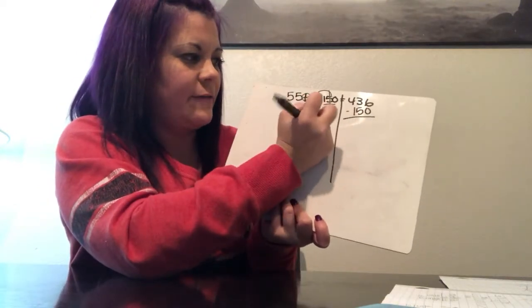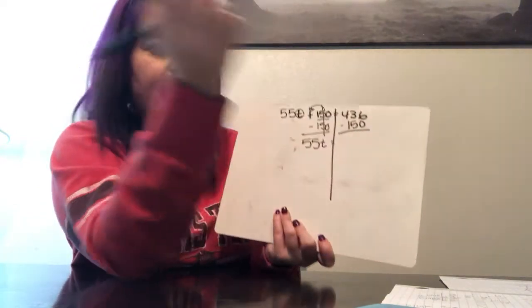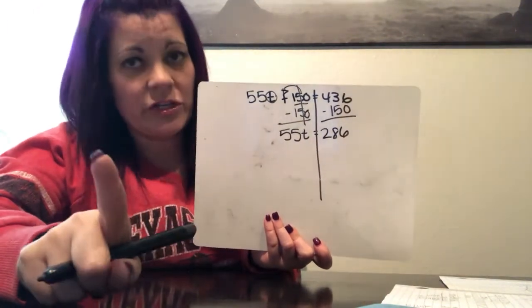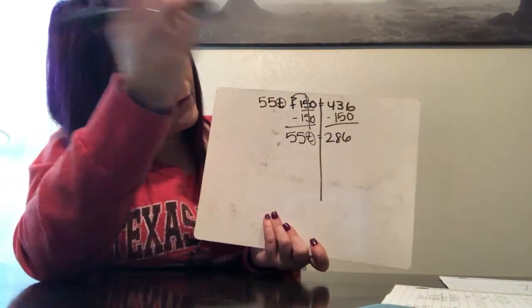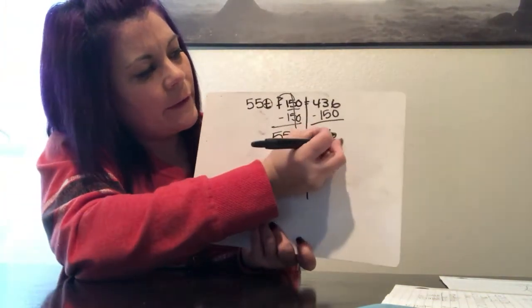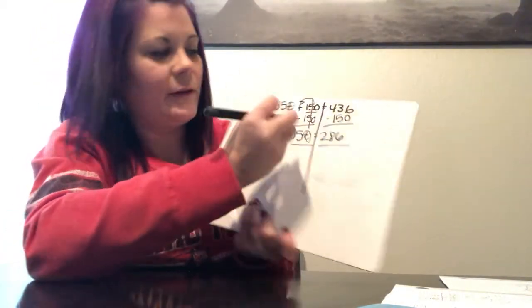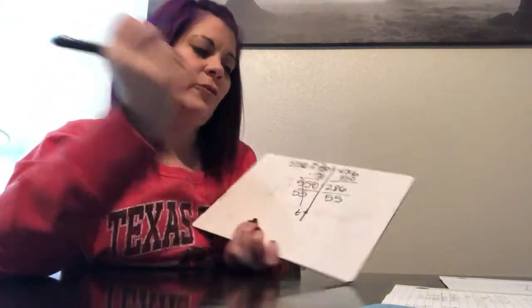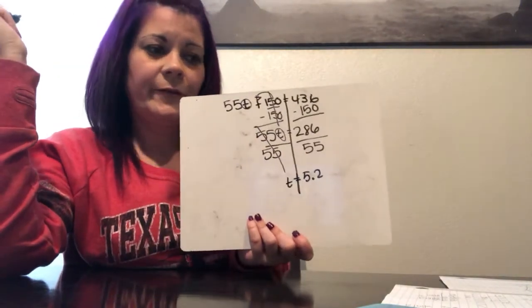So you just bring down the 55t. And then 436 minus 150 is 286. Now there's no more addition or subtraction, so we know we have to use multiplication or division to solve. Still want to isolate that variable. Multiplication is in between 55 and t, side by side. So we are going to do the opposite, and we want to get rid of the 55 because we're trying to isolate that variable. So we're going to divide both sides by 55. 55 divided by 55 is 1. So t is going to equal 286 divided by 55, which is 5.2. Okay, so that's how you do that one.